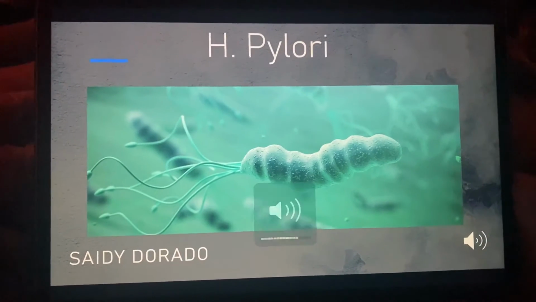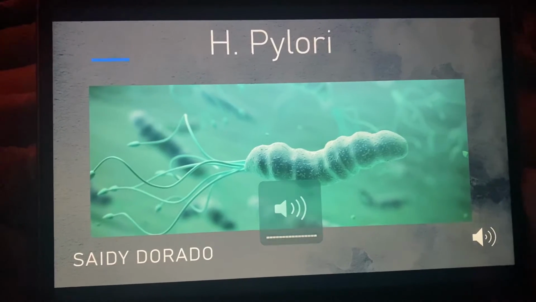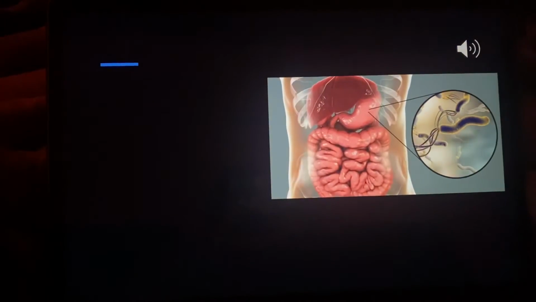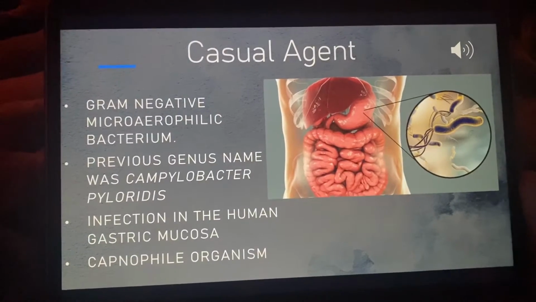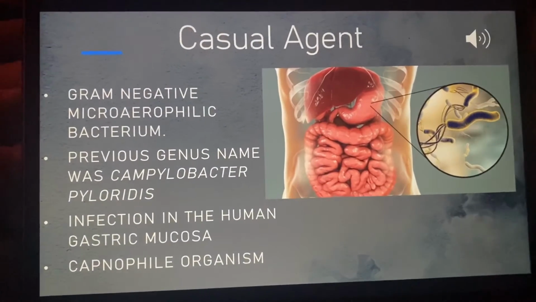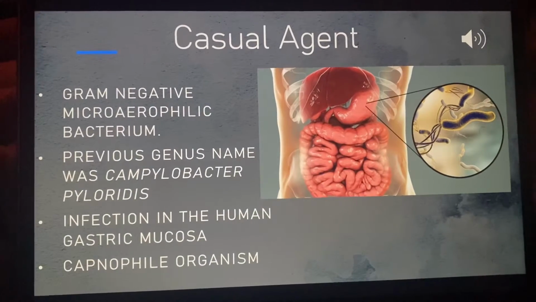Presentation is on Helicobacter pylori. H. pylori is a gram-negative microaerophilic bacterium that is spiral-shaped, as we can see on the right.